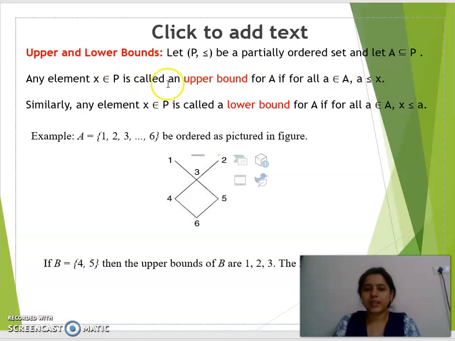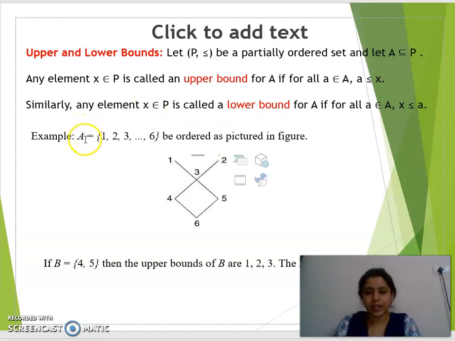What it means is that an X is called an upper bound if all the remaining elements in the set are related to X. An element X is called a lower bound if this lower bound is related to all the remaining elements. In an upper bound, all elements are related to X by some relation. But in a lower bound, the element itself is related to all the remaining elements in the set.